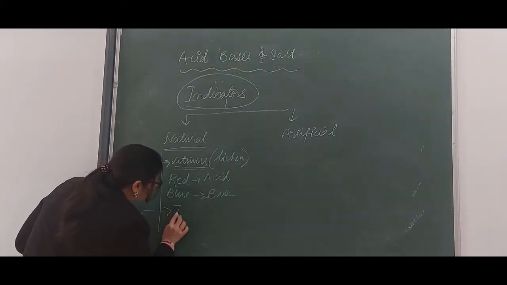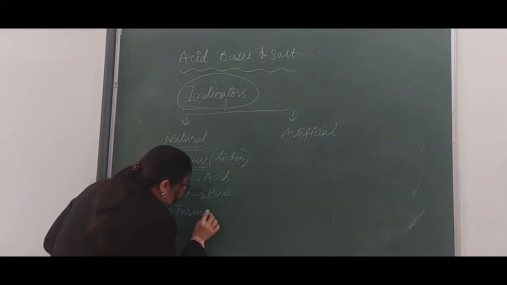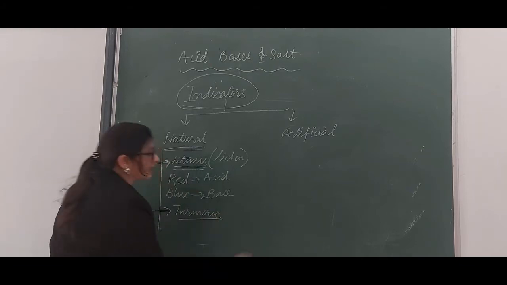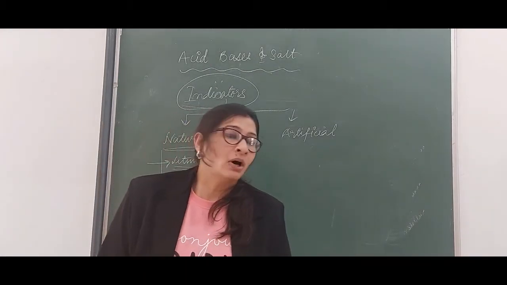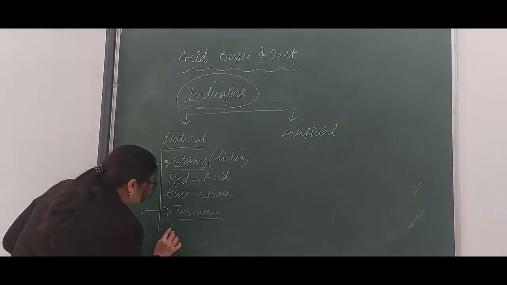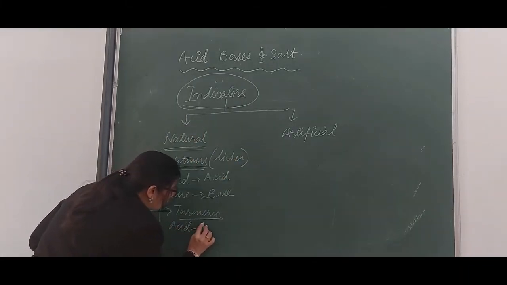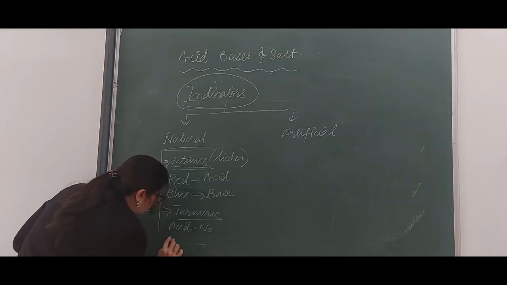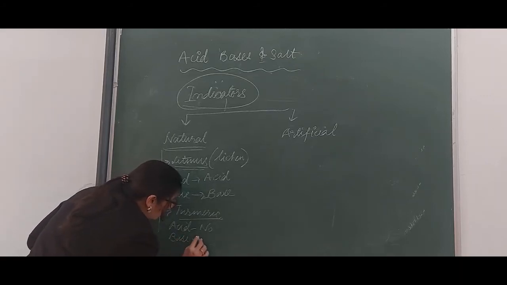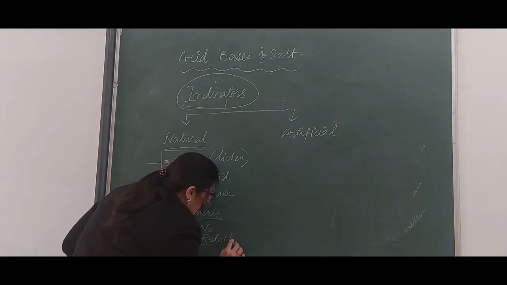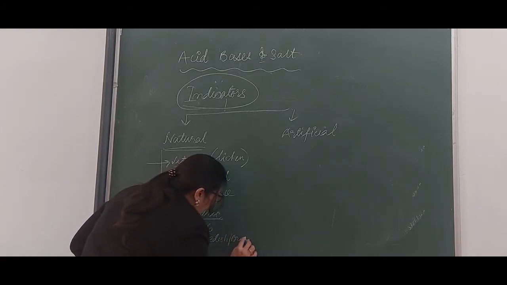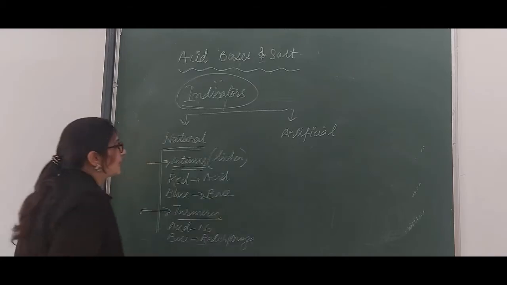Next we have turmeric. Turmeric जो होता है, that is a very interesting thing. You know, turmeric everybody has in their kitchens, right? तो अब turmeric जो होता है, it gives no color with acid, but it gives orange red color with base. Reddish orange, or you can say orange reddish color, it gives with a base.